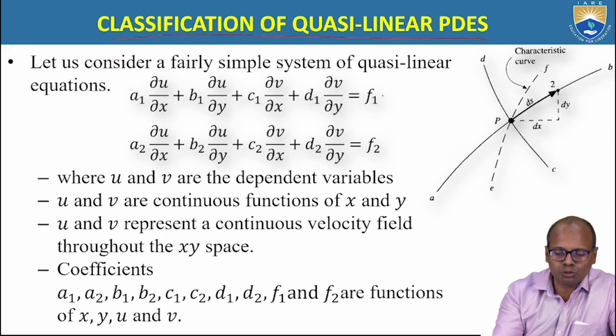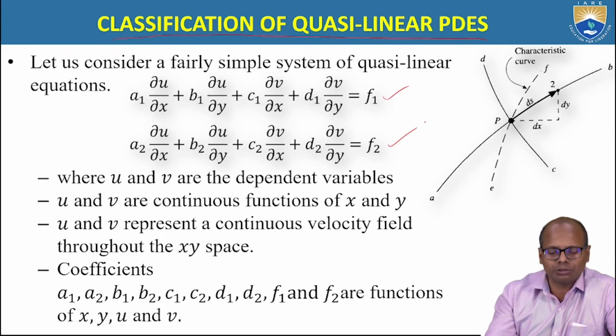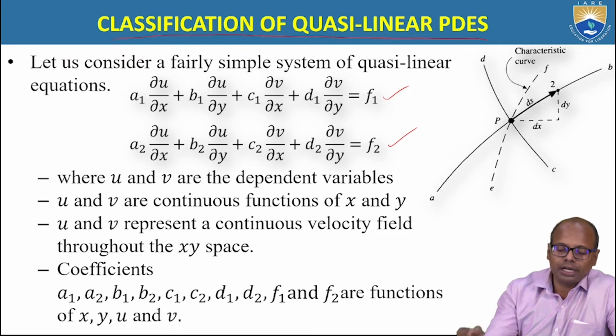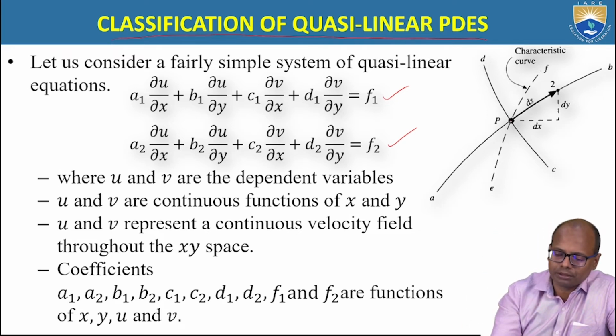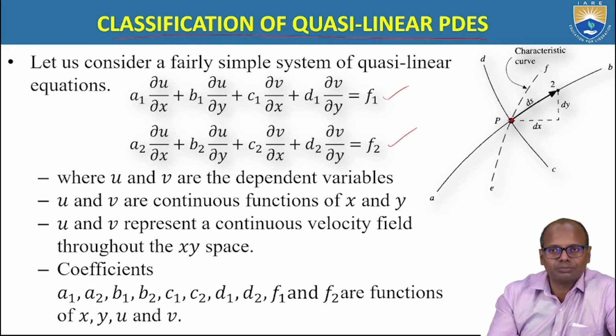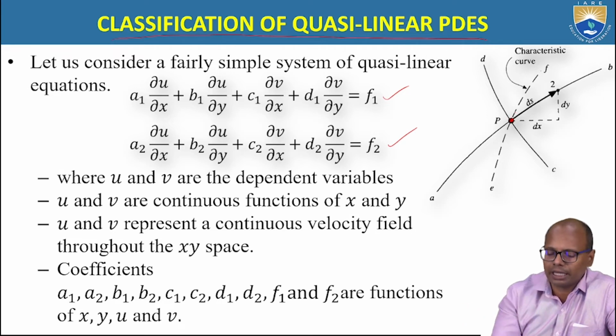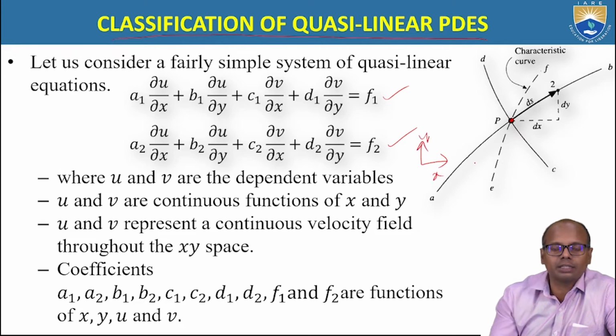Now here we have taken two equations, and these two equations are linear, so they can be called quasi-linear as well. We are considering one point P, and this point P is in a two-dimensional space, in the xy space. This is the y direction and this is the x direction. We are taking a point P in an xy plane.